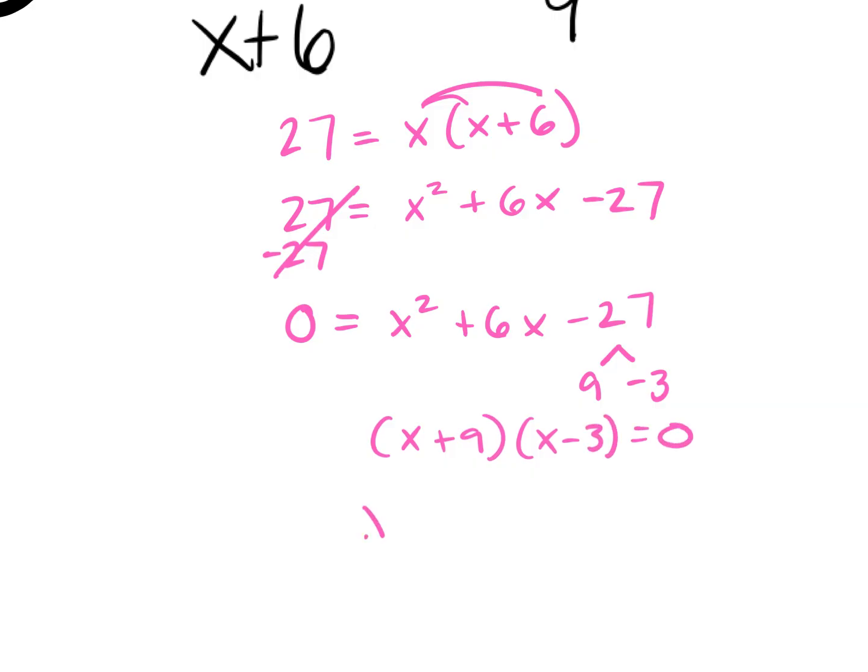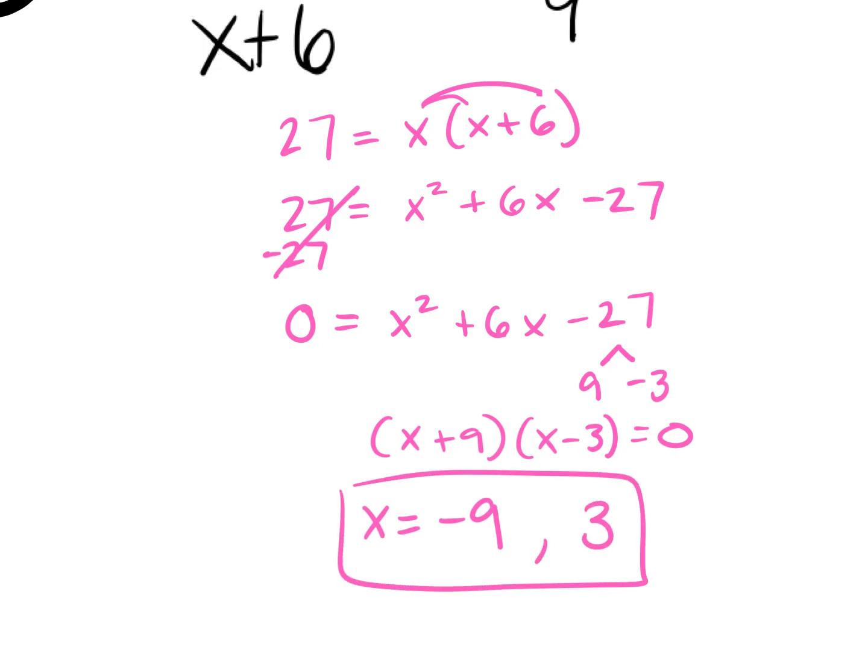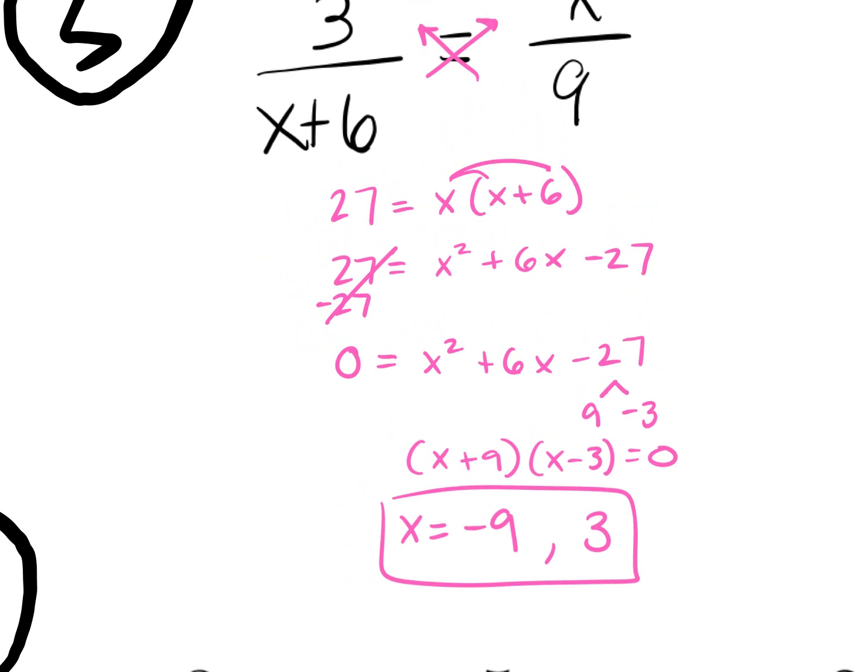So what would x equal? Negative 9 and positive 3. What do we have to do? Check our answers. So here I only have one x in the denominator that I need to plug it into. So negative 9 plus 6, does that give us 0? Nope, so that works. What about 3? 3 plus 6, does that give us 0? Nope, so that works too. So we've got 2 answers here.